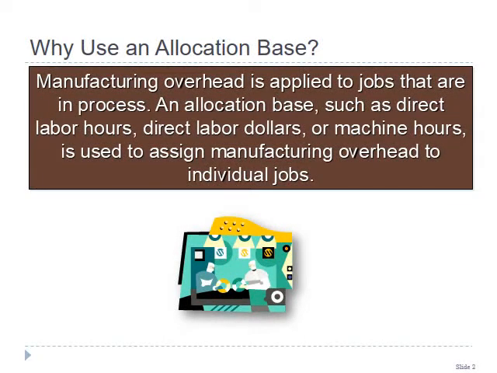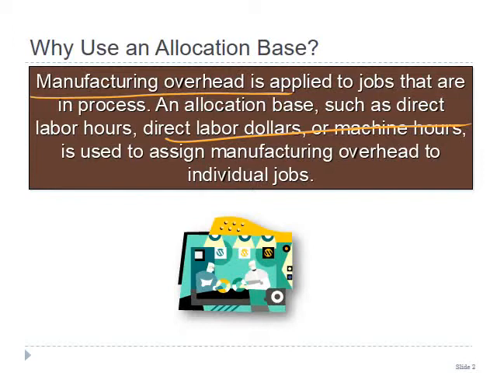So this slide presents why I use an allocation base. We can answer it in two parts. Part 1, the manufacturing overhead is applied to all jobs that are in process. We apply overhead using a base we believe causes overhead cost to be incurred. So some companies allocate manufacturing overhead using direct labor or machine hours, right?